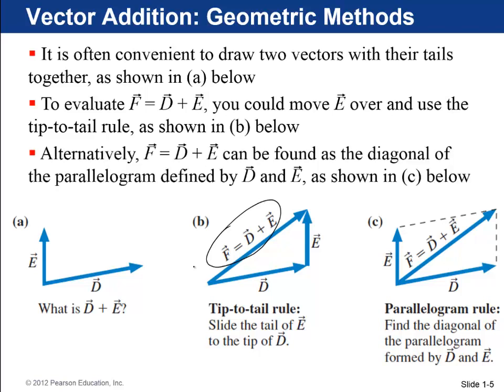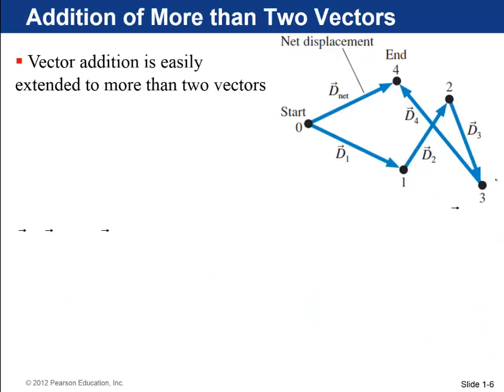The parallelogram method is where you keep the vectors both starting from the same place, and then you draw a parallelogram using those vectors, and the sum is the diagonal across the parallelogram. Either way gives you the same result.